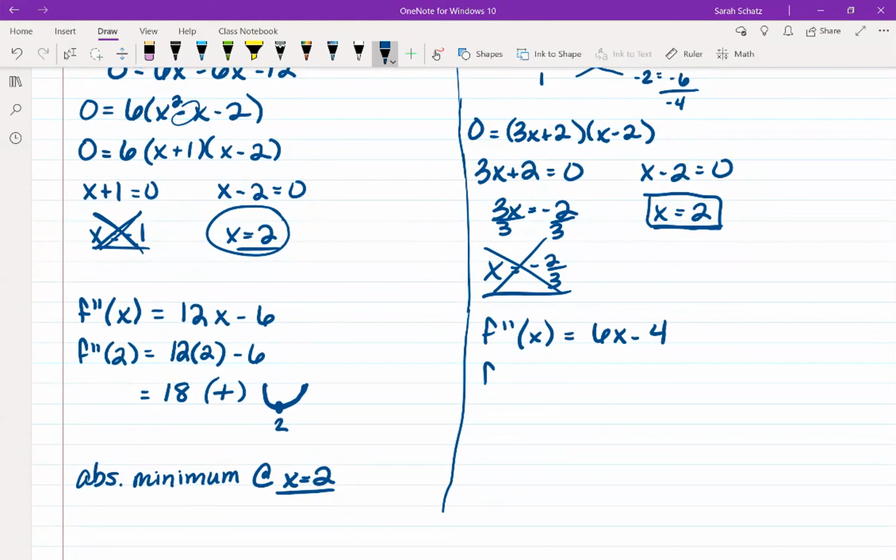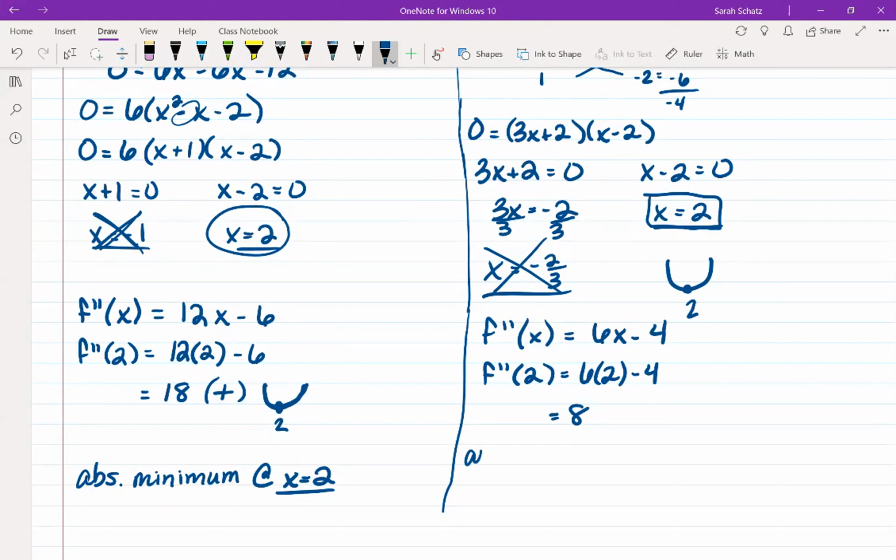How do I test it? I just stick it in there for the x, and I get 6 times 2 minus 4. 12 minus 4 is 8. And again, this is positive, you guys. So concave up at this point where x equals 2 must mean it's a minimum.